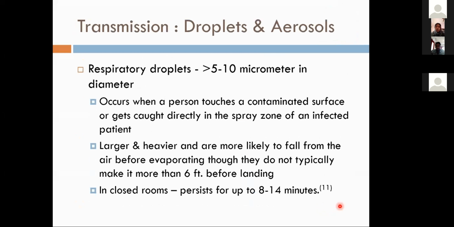How does it get transmitted through droplets and aerosols? First, respiratory droplets, which are larger than 5 to 10 micrometers in diameter. The transmission occurs when a person touches a contaminated surface or gets caught directly in the spray zone of an infected patient. The larger and heavier the respiratory droplets are, the more likely they are to fall from the air before evaporating, so they do not typically travel more than 6 feet before landing. In closed rooms, they can persist for about 8 to 14 minutes.